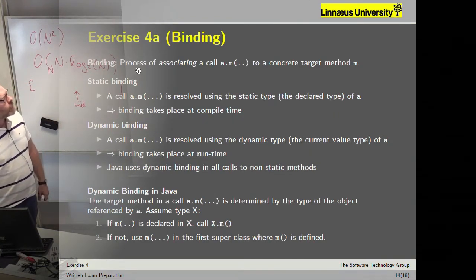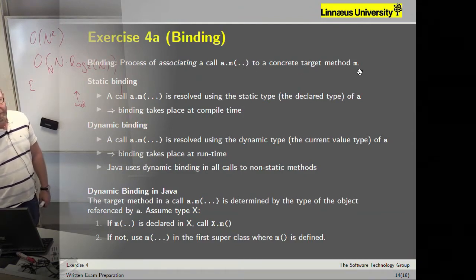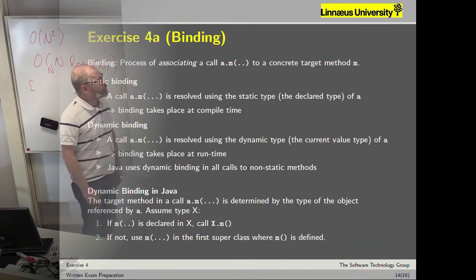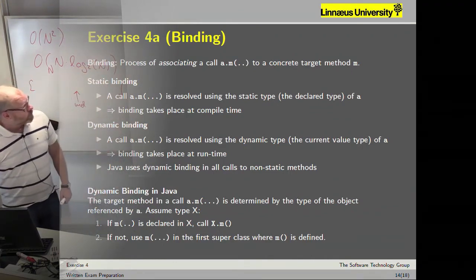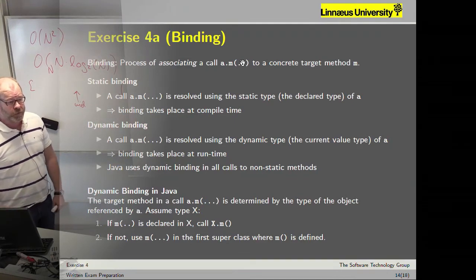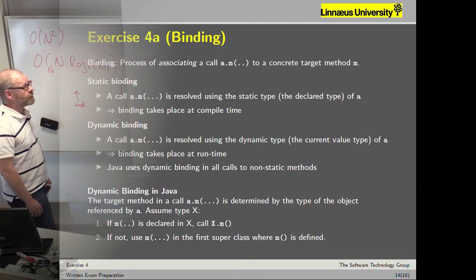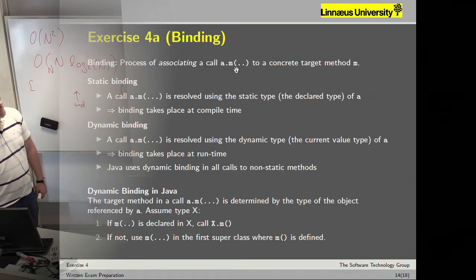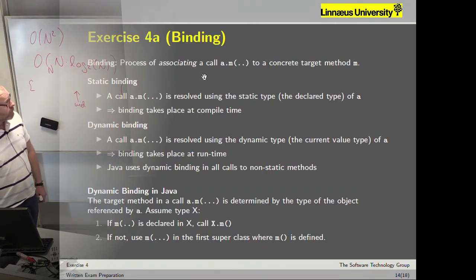Binding, the process of associating a call to a concrete target method M. In Java, when we are having polymorphic calls, the same call site in your code, you have written a code like this, it can target many different methods. And the binding is the process of deciding what is the target of this call. Is it the method M in class A, or is it the method M in class B, or something like this? This is the binding process.